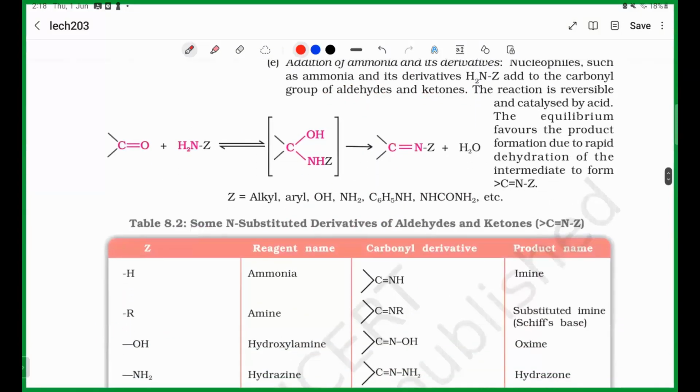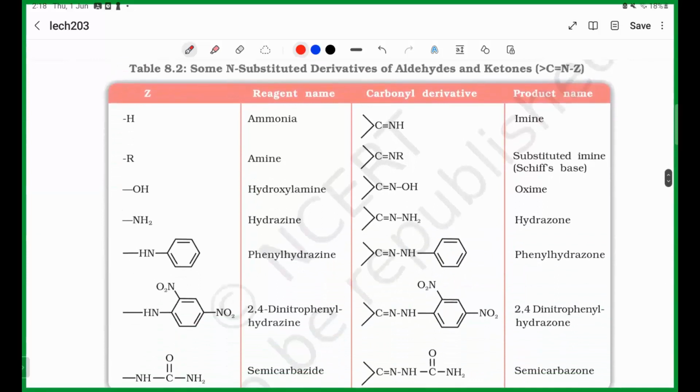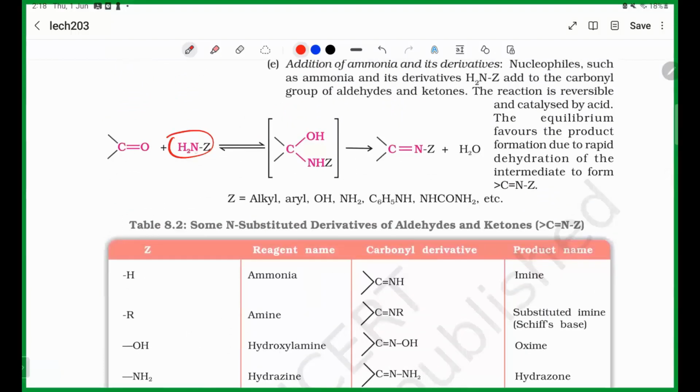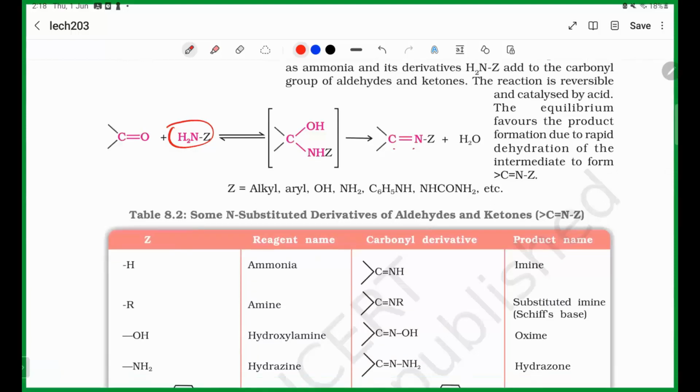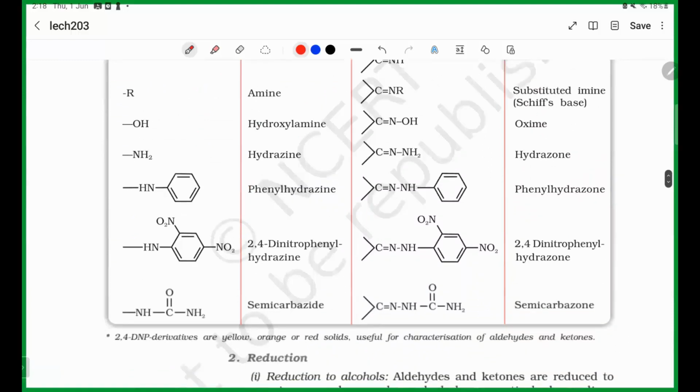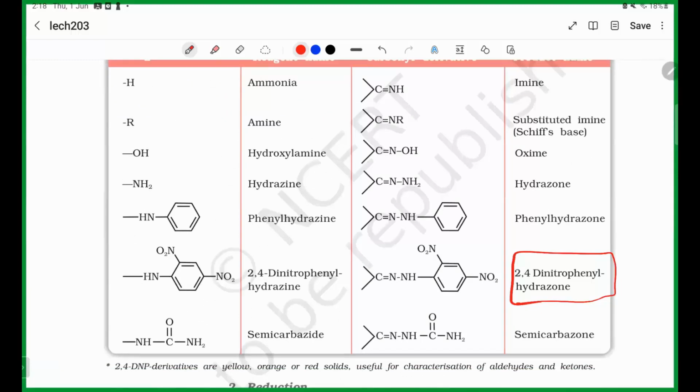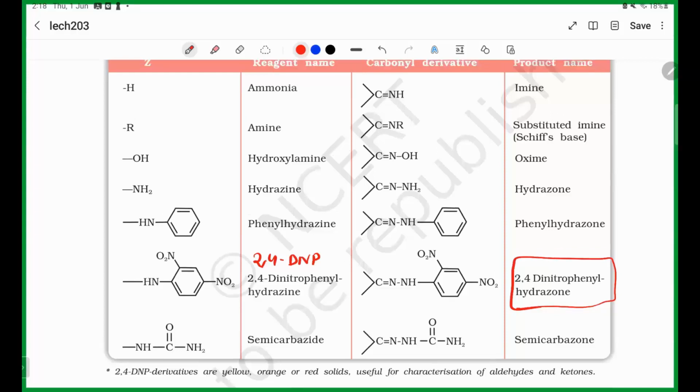So now, addition of ammonia derivatives. An interesting thing to see is that if you have any group Z with an NH2 here, this will give you a C=N-Z. As for different compounds, this can mean different formations. For example, 2,4-dinitrophenylhydrazone. This is called 2,4-DNP. It's a popular test in organic chemistry. So the 2,4-DNP test is given by compounds which have a carbonyl group.